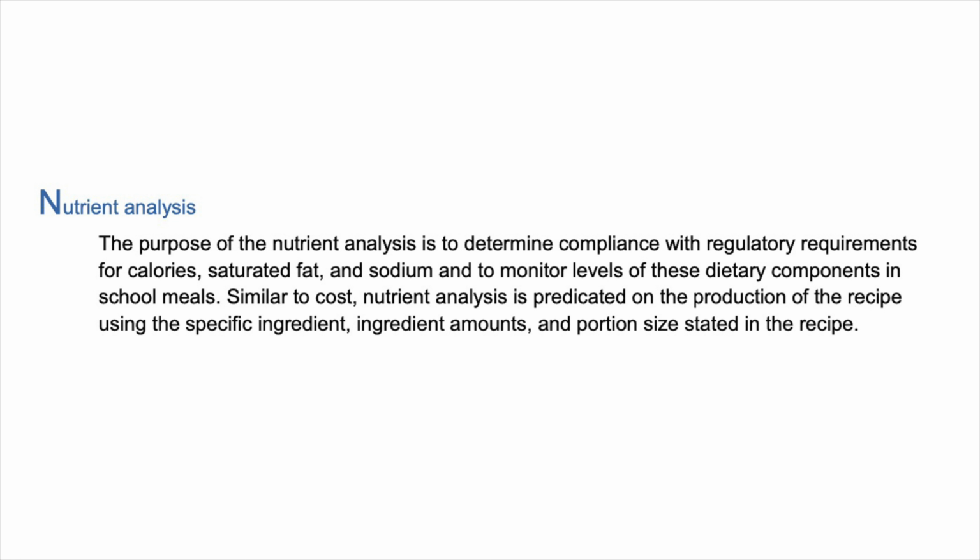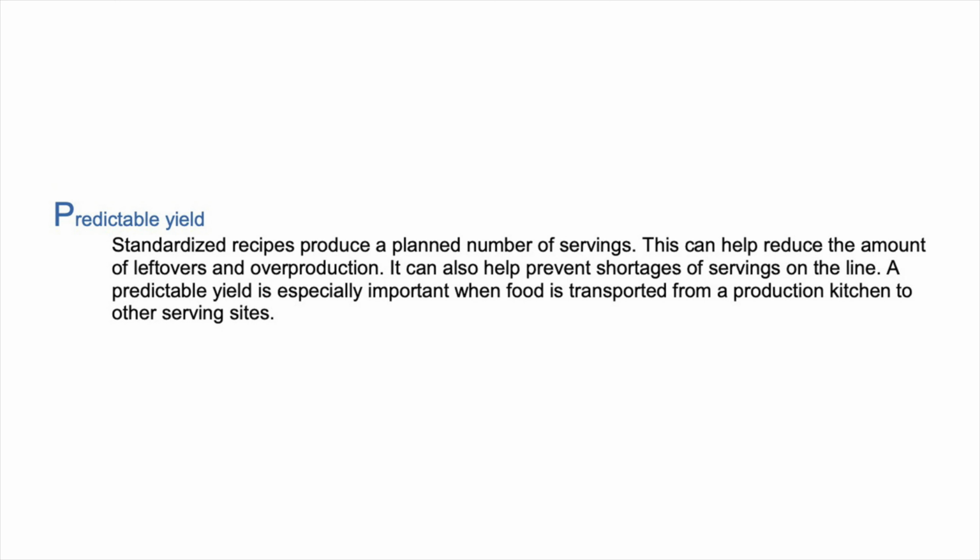The nutrient analysis is another really important part of the standardized recipe process. You need to know exactly what components are there so you can credit them and have that in your USDA reports. Additionally, the predictable yield is a key factor in a standardized recipe. Not only does this help you identify how many servings you get out of a batch of the food itself, it lets you determine your production needs and your staffing levels as you offer these items in your cycle menus.